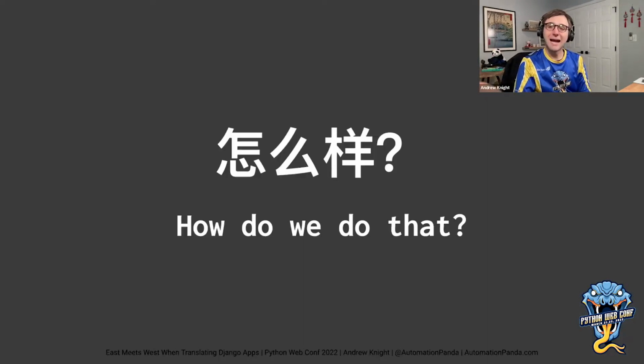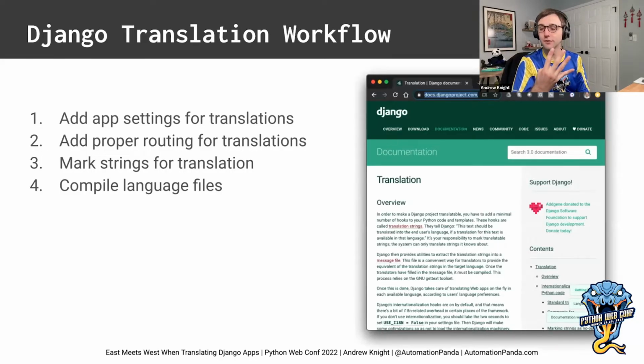So how did we do this? Let's look at how to actually make these translations happen in a Django project. There's essentially 4 steps to translations. First, you need to add some app settings to enable translations. Second, you need to add proper routing for pages for the translations.